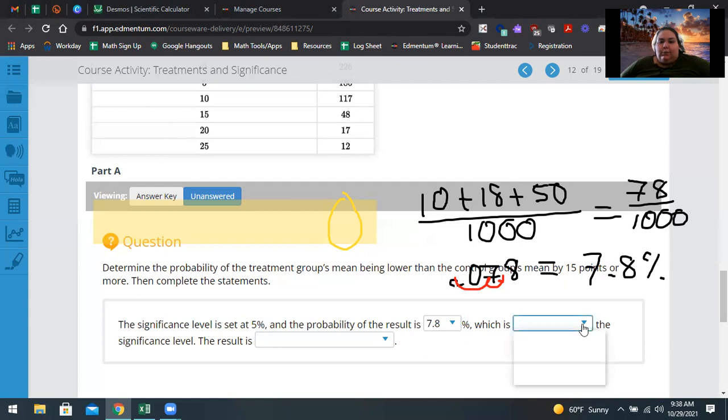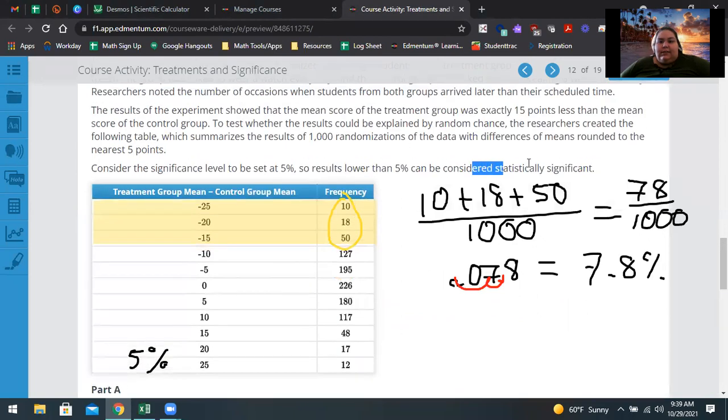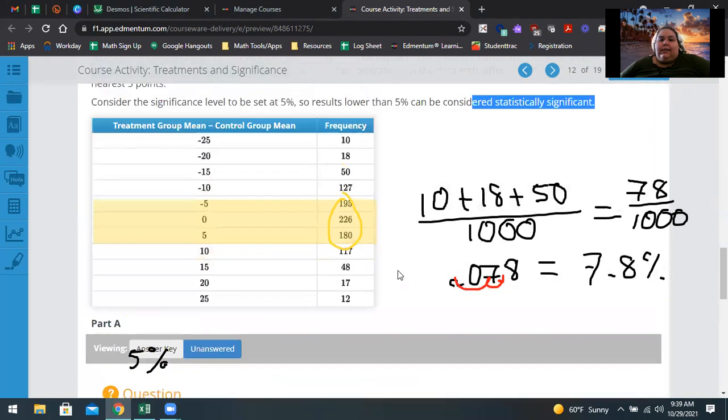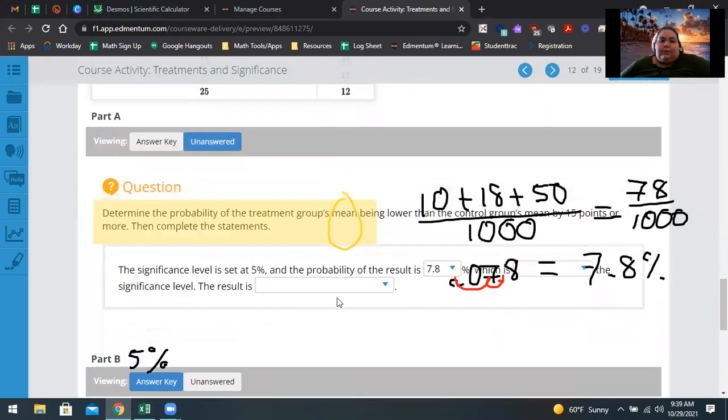So now that we found our percent, remember it says 7.8%, which is what, compared to our significance level. Remember our significance level is set at 5%. So 7.8 is less than, the same as, or greater than 5. And remember, it is considered statistically significant if it is lower than 5%. So is it less? If it is less, it's going to be considered statistically significant. If it is more, it is not. So go ahead and select your options there.